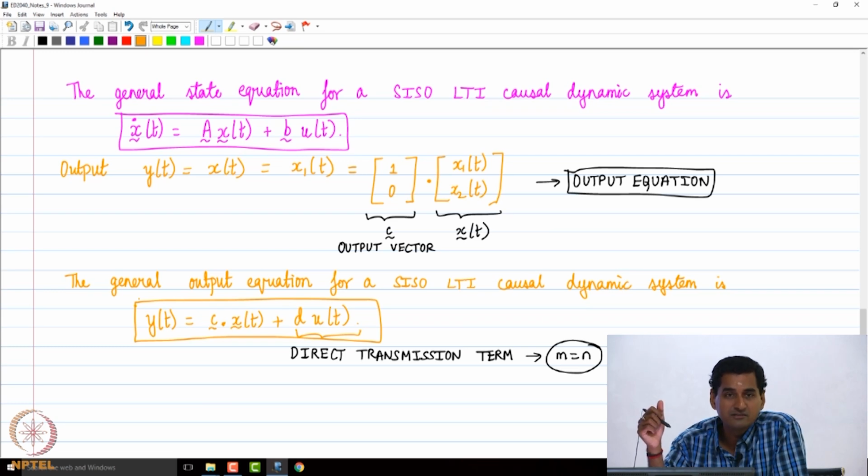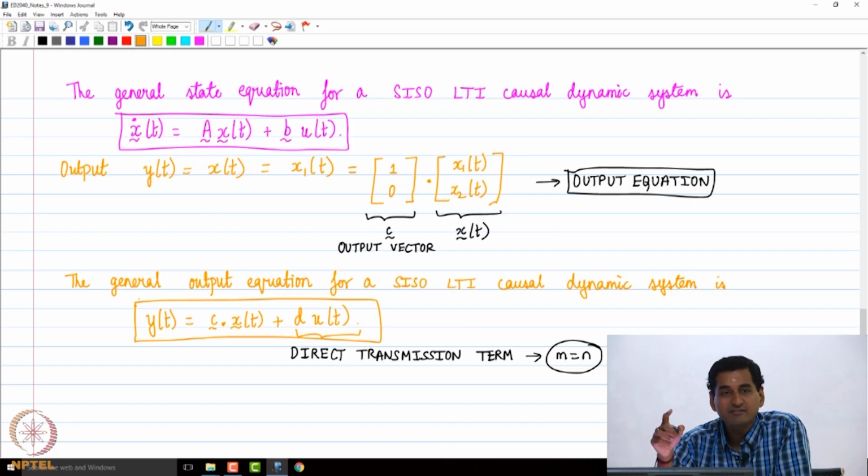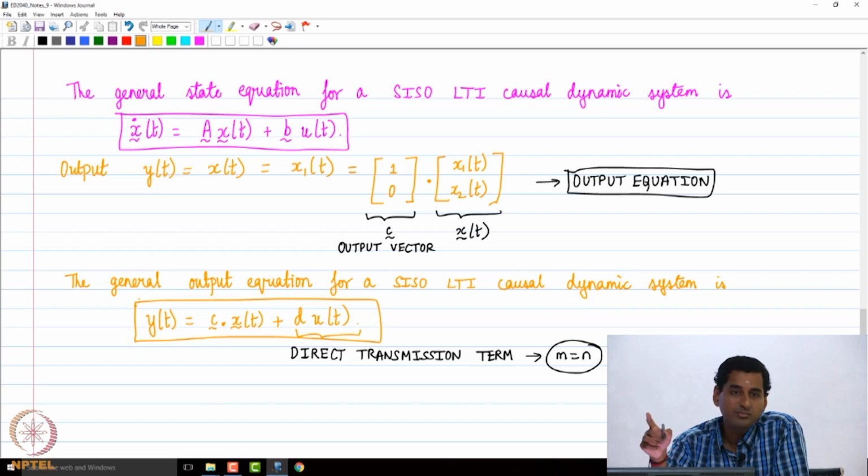Direct transmission term, because typically what will happen is that when you have m equal to n, the state vector will be affected by the input that you are getting, but the output, in addition to being influenced by the state vector, will have one component which is directly influenced by the input. Okay? So, we will do an example. I will maybe give you an example so that you can understand it better, right?